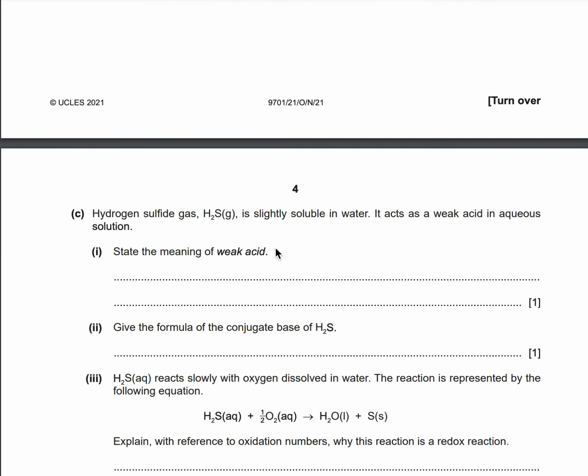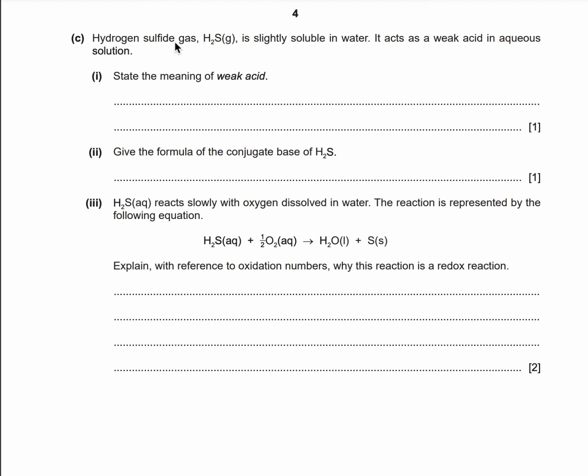Now, moving on to the next part, it says hydrogen sulfide gas is slightly soluble in water. It acts as a weak acid in aqueous solution. State the meaning of weak acid. Now, what does a weak acid mean? It means that it partially ionizes in water. That's all you need to write. Okay? Give the formula of the conjugate base of H2S.